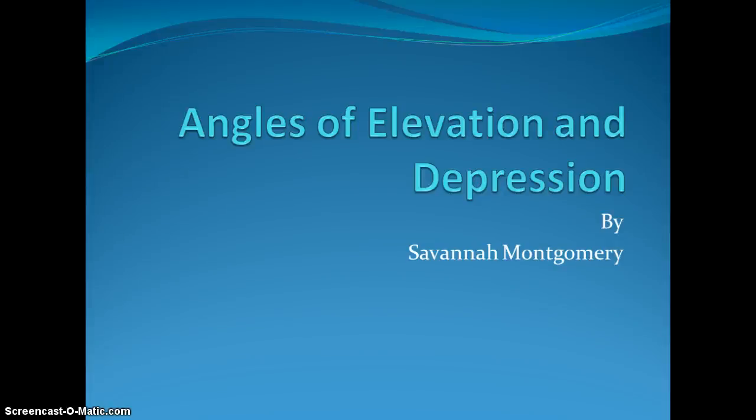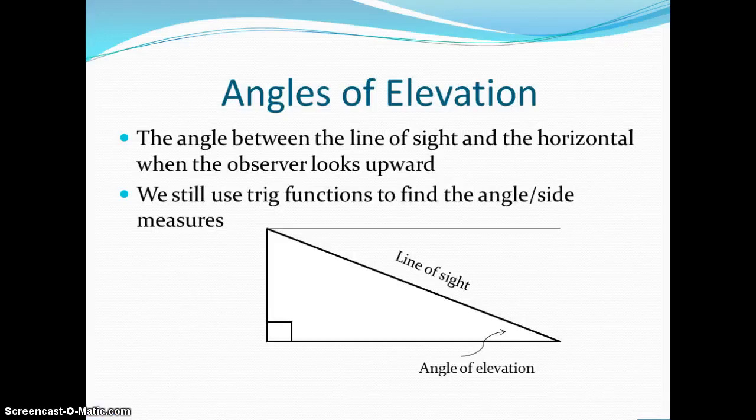Angles of elevation and depression. Angles of elevation. The angle between the line of sight and the horizontal when the observer looks upward. We still use trig functions to find the angle and side measures. So down in our picture below we can see the angle of elevation.